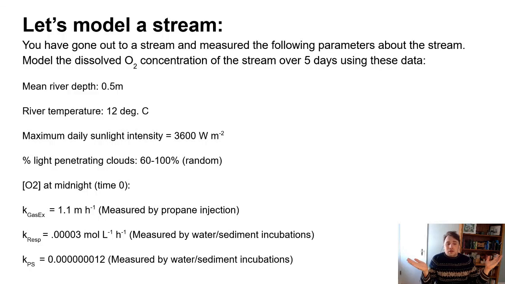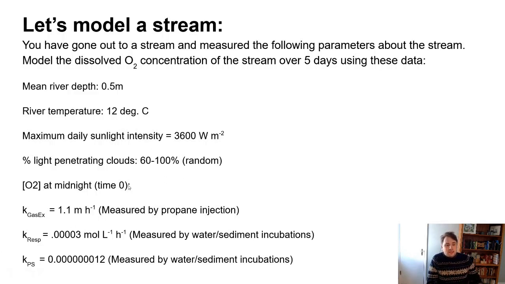And you don't have to ascribe any meaning to this value. This is just going to be the constant that we multiply the entire sine function by to change its amplitude, so to make the sine wave taller or shorter. We can say that it's a partly cloudy 5 days that we're looking at, and so the light penetrating the clouds is between 60 and 100% of the total light that's coming in from the sun, just chosen at random for any given time interval.